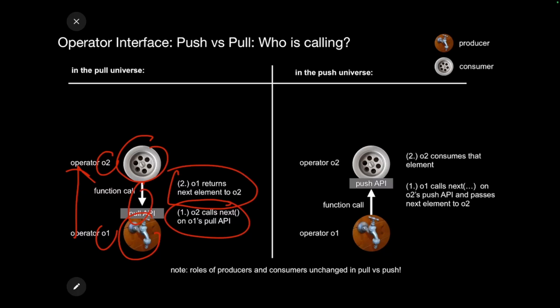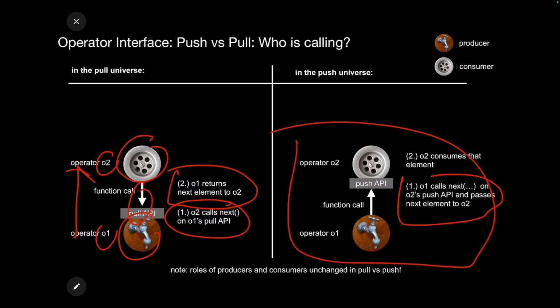In the push universe, it's the other way around. Here, O1 calls next on O2's push API and passes the next element to O2. So here, both the control flow and the data flow go in the same direction. They're both bottom up. And the interesting thing with this is that this triggered an entire class of systems called data streaming systems.